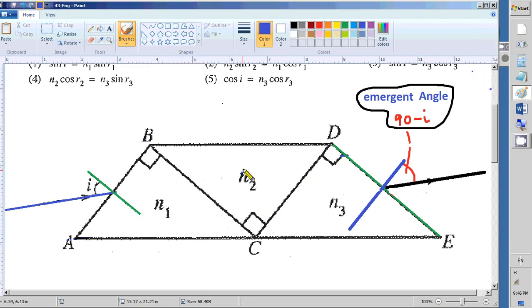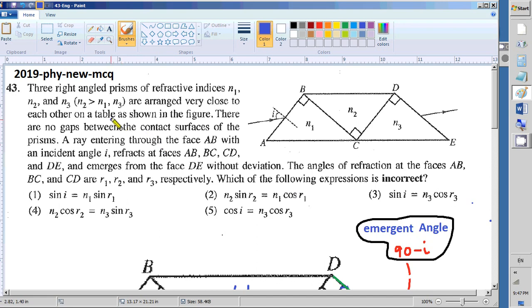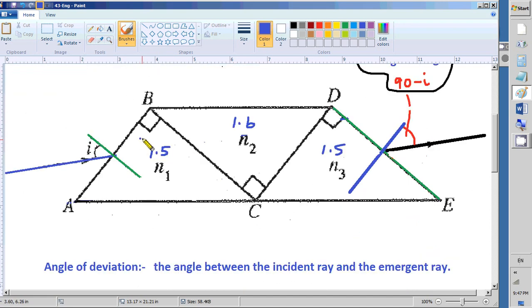So now let's assume the value of n2 is 1.6. The value of n1 is 1.5. The value of n3 is 1.5, because they have mentioned in the question that n2 must be greater than other two. So n2 is this one, it is now greater than other two. Then what is the refractive index n of this air outside? It is 1. Refractive index of air is 1. So both sides you can write 1.